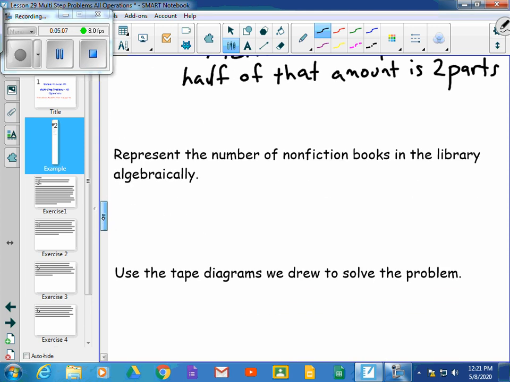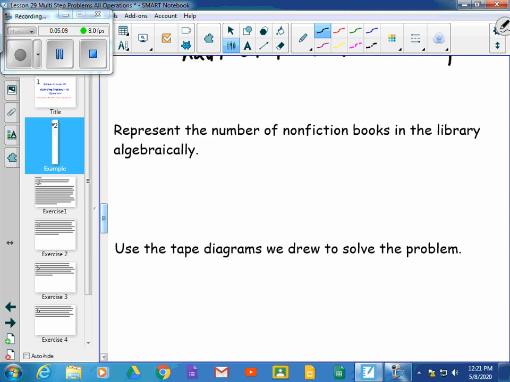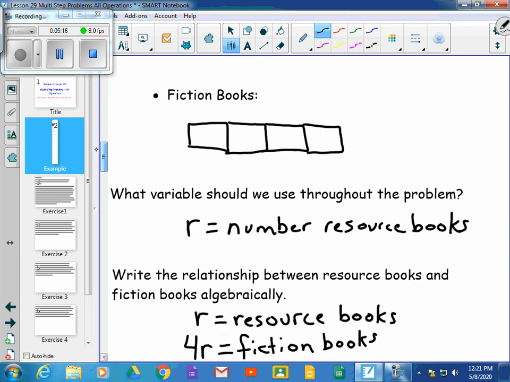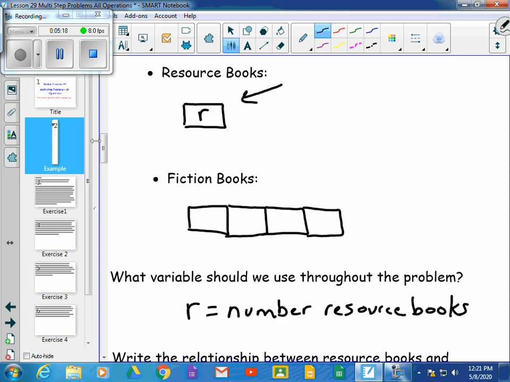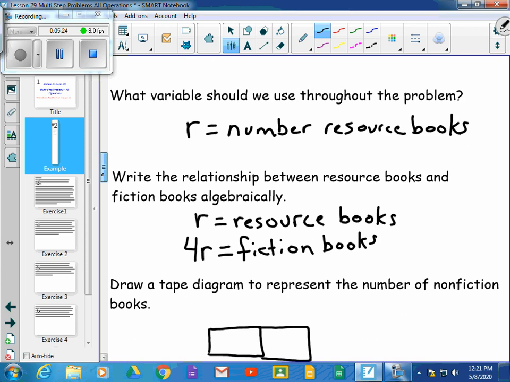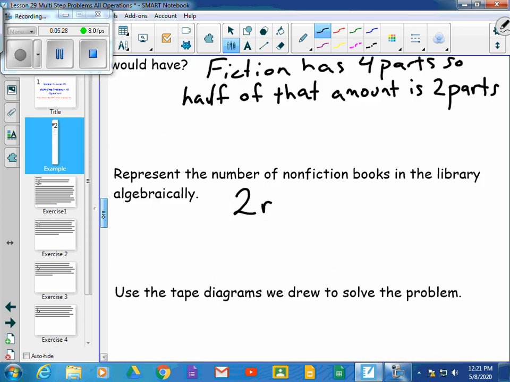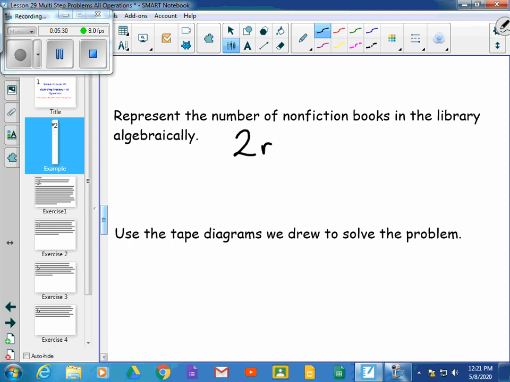Now it says represent the number of nonfiction books in the library algebraically. Well, we would say if each of those pieces is an R, we go back to our original tape diagram, if that one is R for resource books, and this is 4R for fiction books, these have to be each R's for nonfiction books. That means we have 2R to represent nonfiction books.